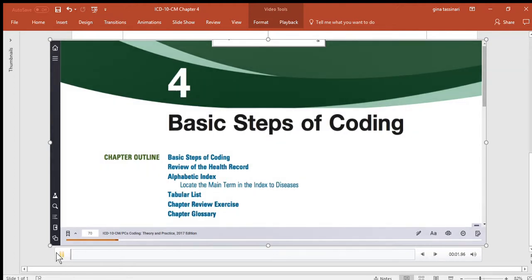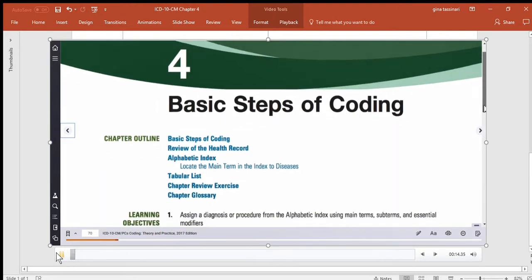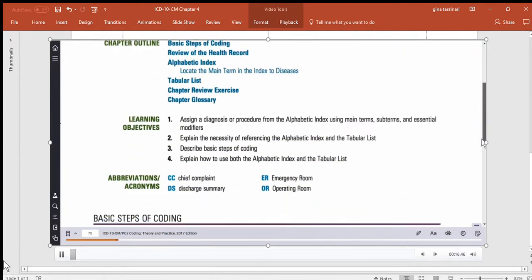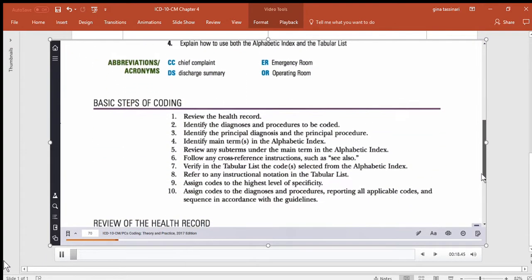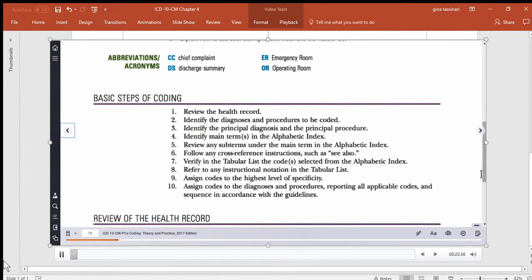In this video, we're going to look at Chapter 4 in your textbook for the class. Chapter 4 is the basic steps of coding, and I want to cover some items in this chapter with you.